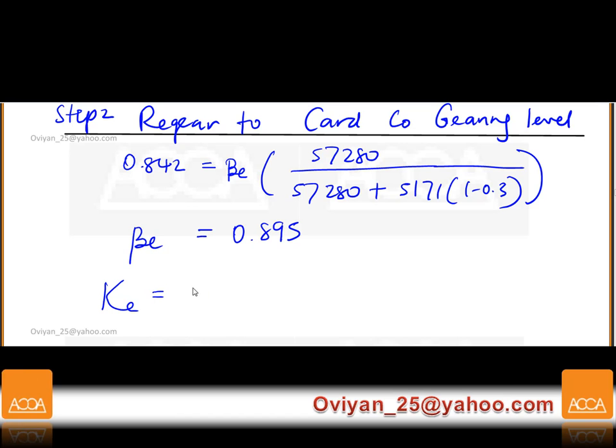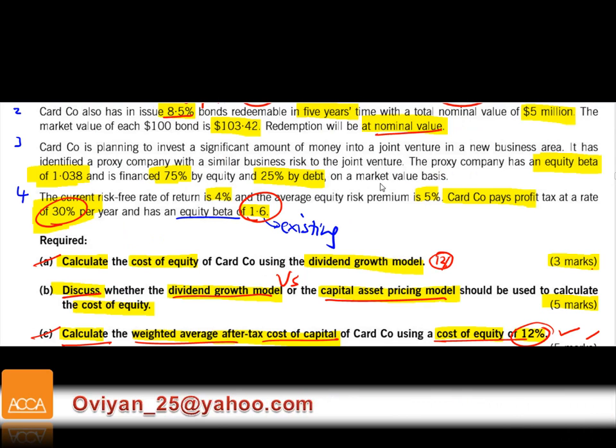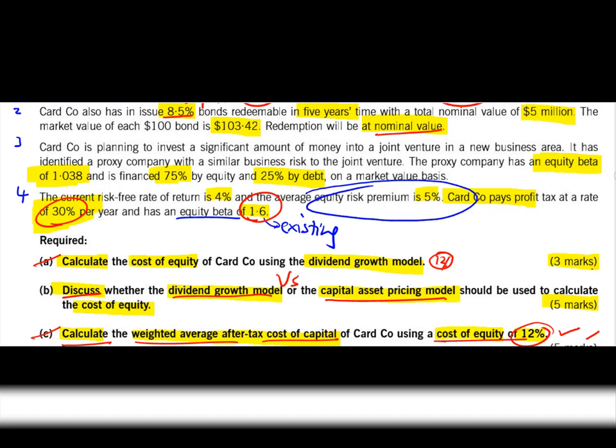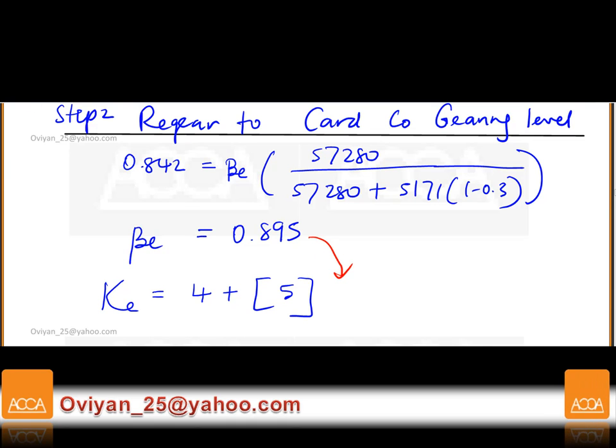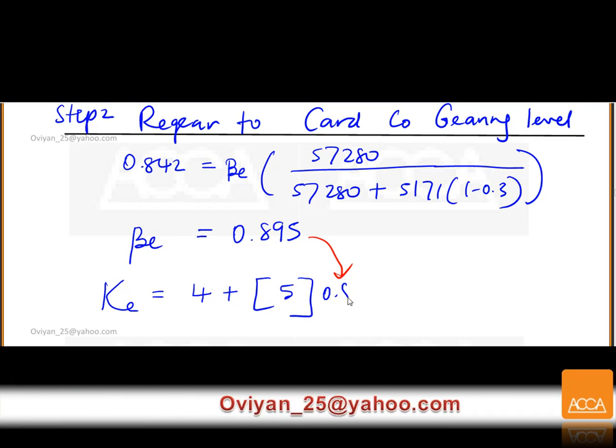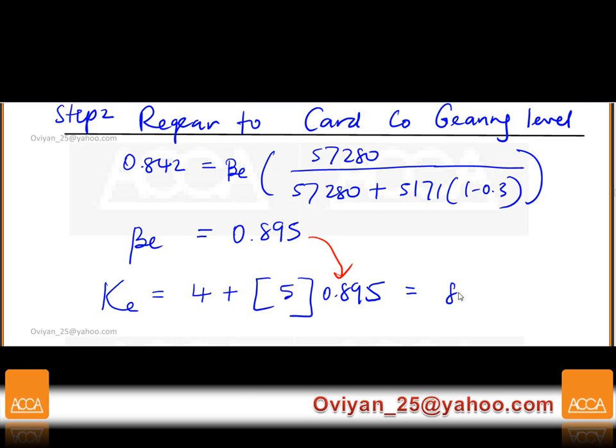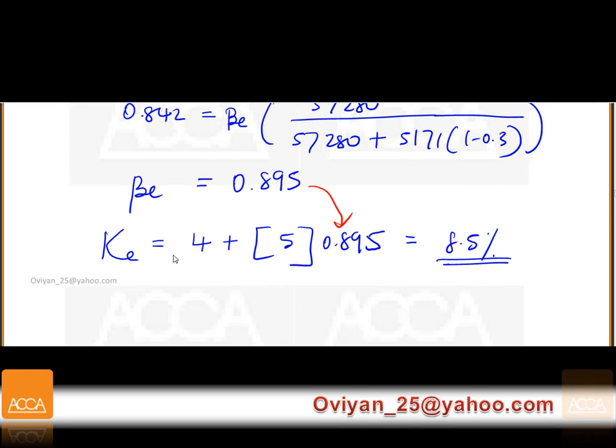So once you got 0.895, last step is going to be the cost of equity, which is going to be your RF, which is 4%, plus your RM minus RF, which is given here as 5%, equity risk premium, multiplied by the beta equity that you have just got, 0.895, which you should get an answer of cost of equity, which is 8.5%. Now, this is your answer, and you have finished this part.